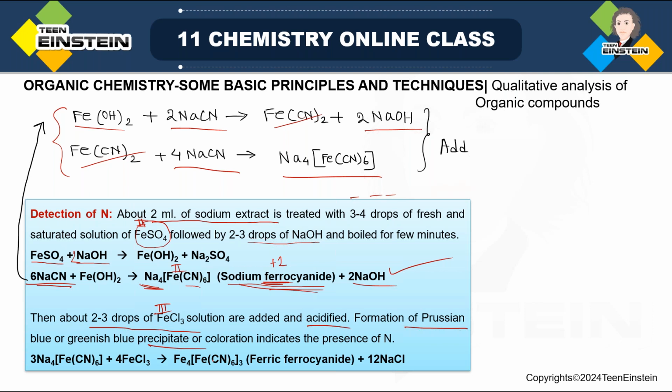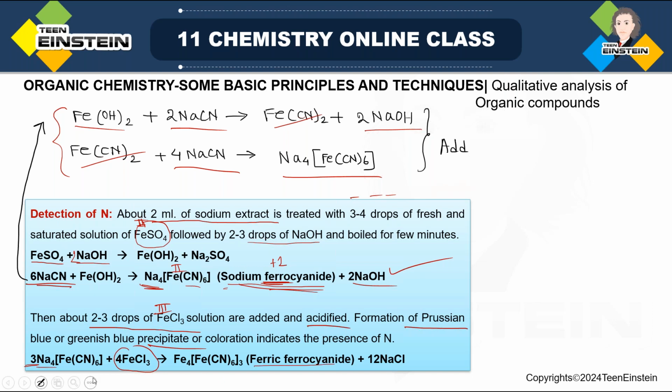So whatever it is, it may be formation of some precipitate having greenish blue or Prussian blue color, or if there is no precipitate, simply coloration. So whatever it is, it always indicates the presence of nitrogen. So what is happening here? Sodium ferrocyanide, which is already formed in the previous step, now it will react with FeCl3. 3 moles of this, 4 moles of FeCl3, and it will produce ferric ferrocyanide.